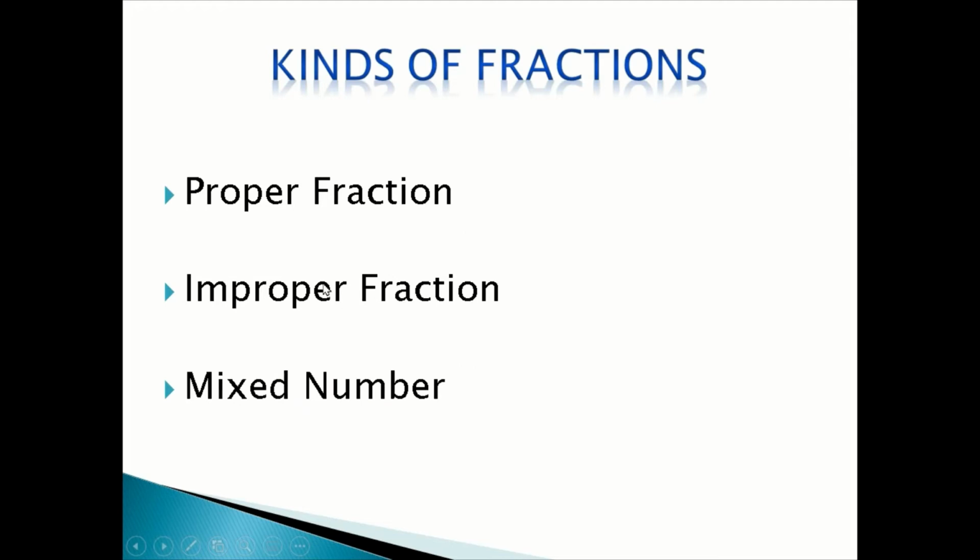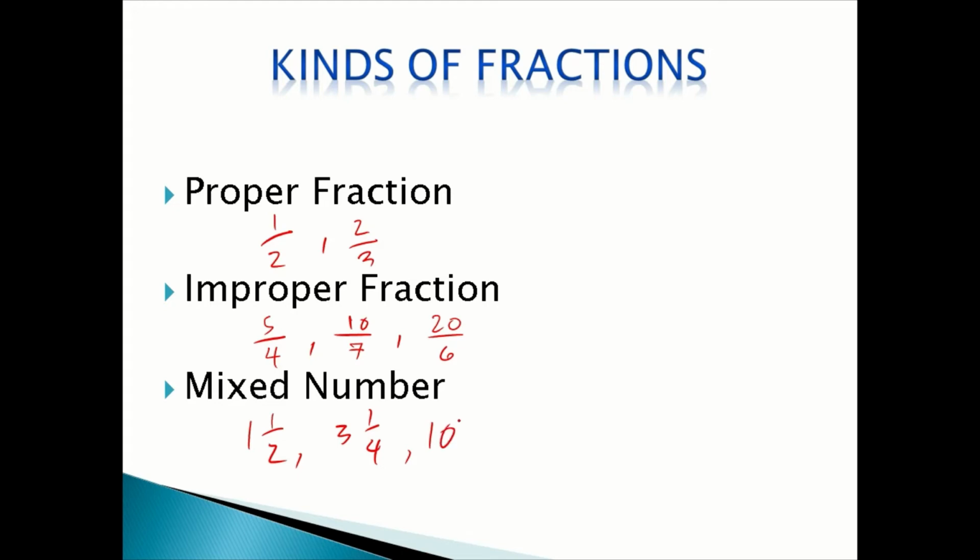But fractions have three kinds. We have proper fraction, improper fraction, and mixed fraction. An example for proper fraction is 1/2. We also have 2/3. Improper, we say 5/4. We have 10 over 7. We also have 20 over 6. So these are examples of improper fractions. For mixed numbers, it is a mixture. So we have 1 and 1/2. We have 3 and 1/4. We have, let's say, 10 and 2/3. These are examples of mixed numbers.